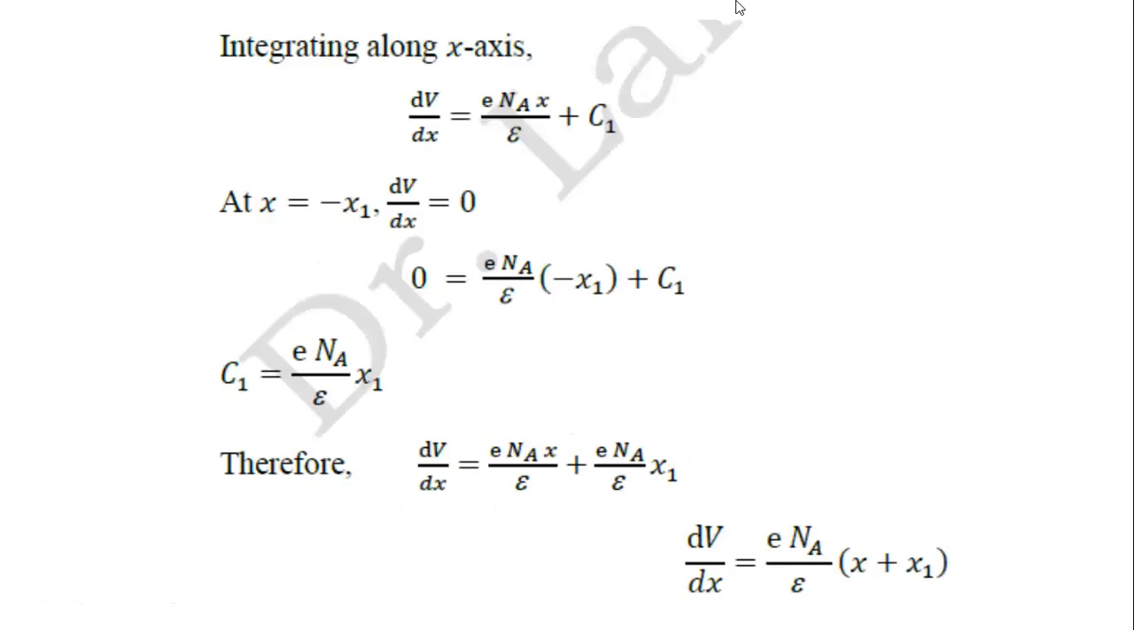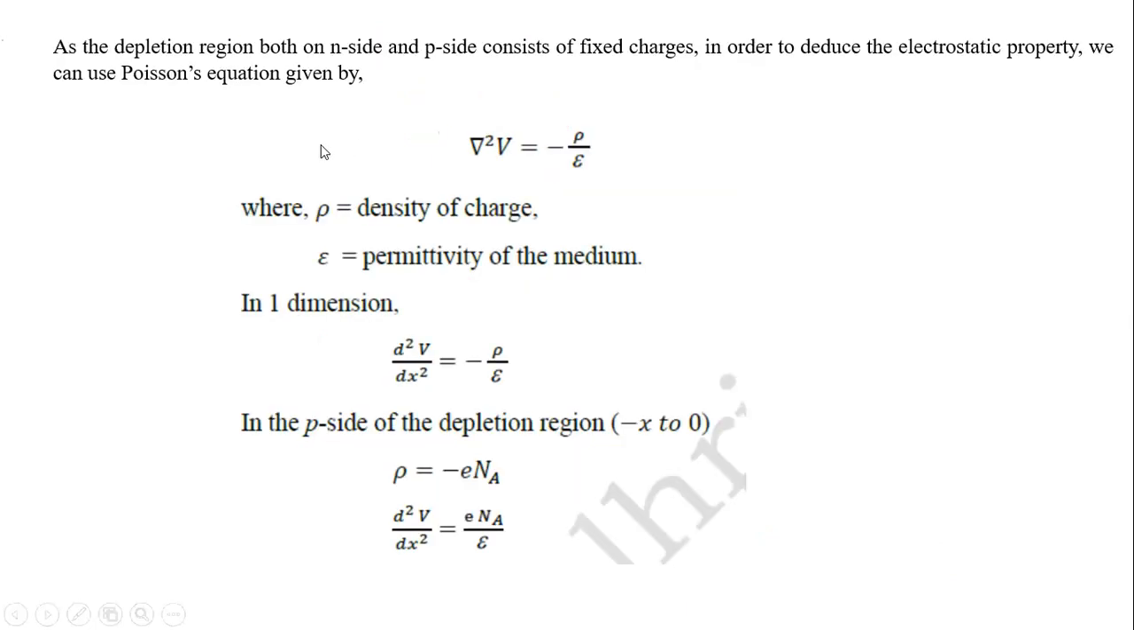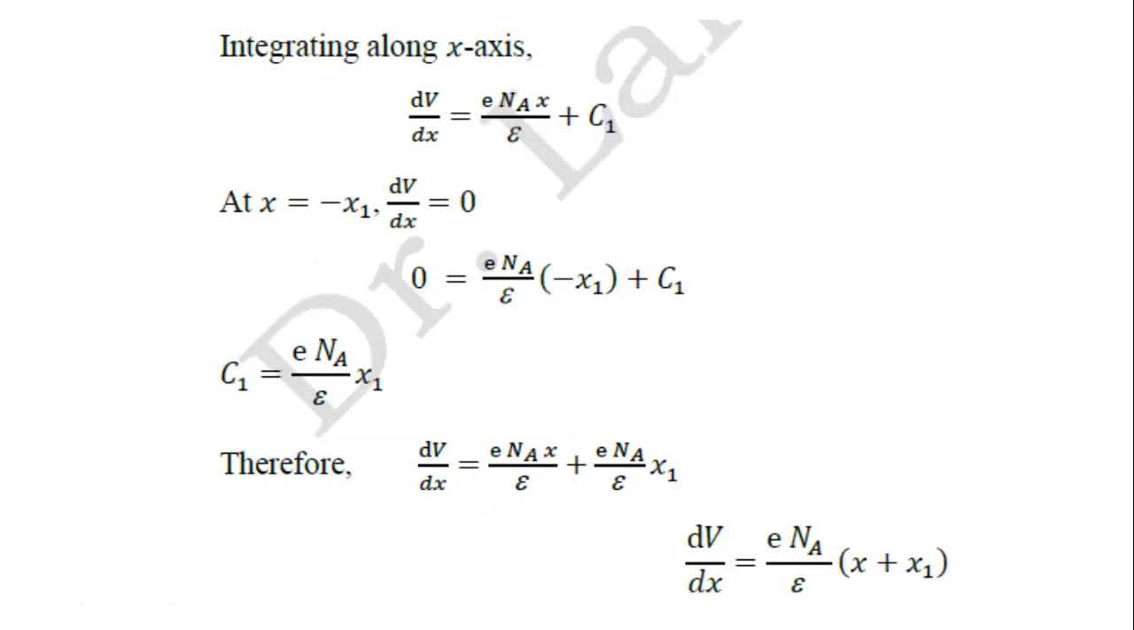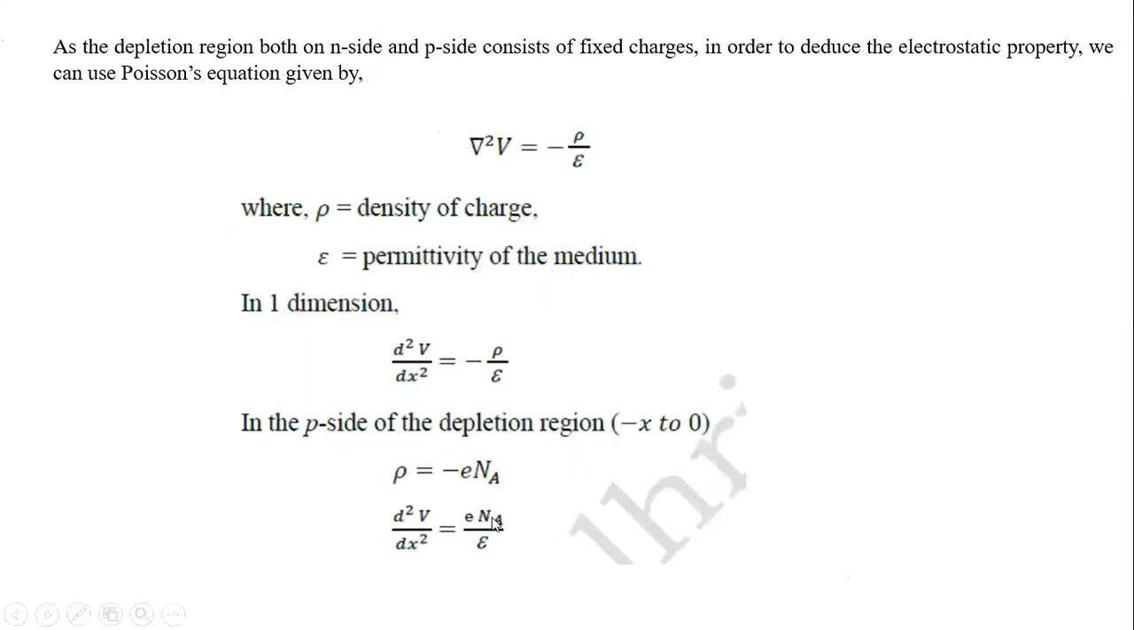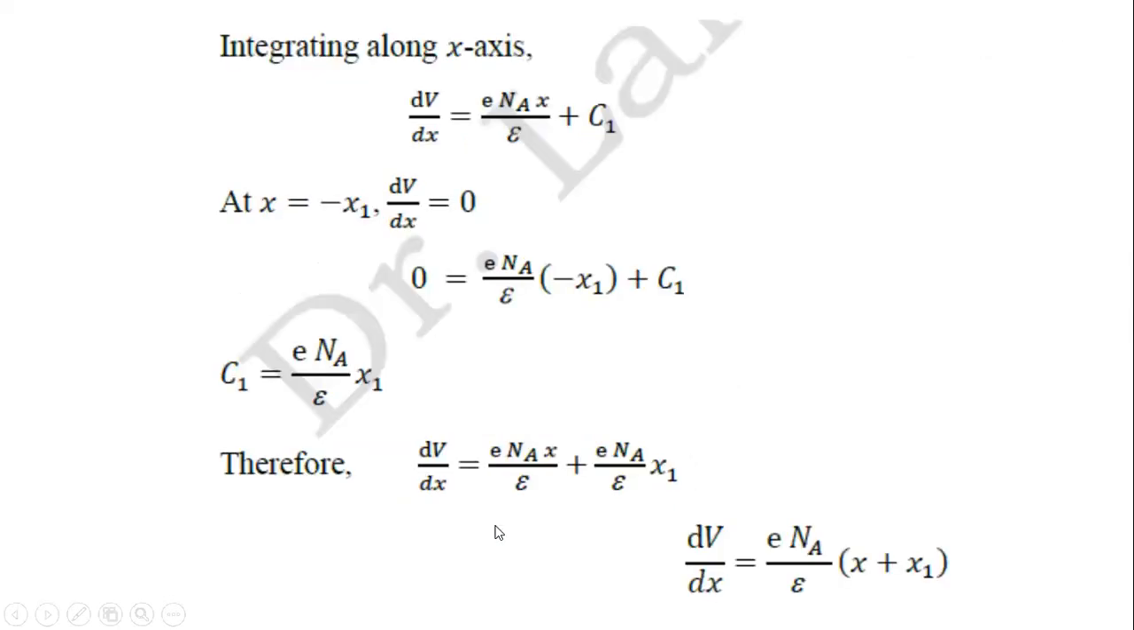Now, moving on, if you integrate along the x-axis, a single integration will give you this d square V upon dx square becomes dV upon dx. And once you integrate this quantity with respect to x, it gives q Na into x upon epsilon, plus a certain integration constant. And at x equal to minus of x1, dV upon dx is 0.